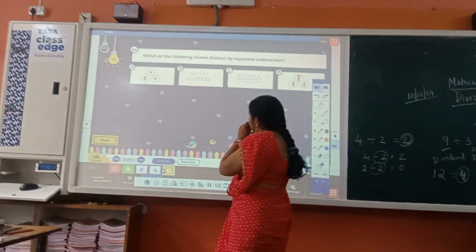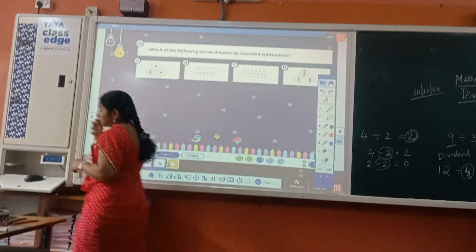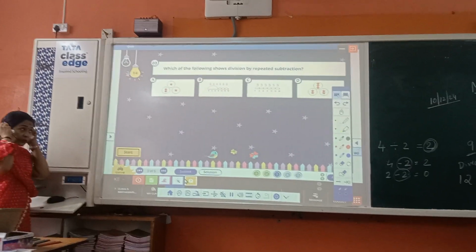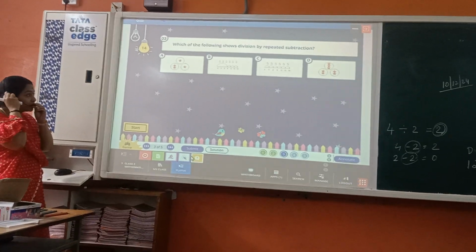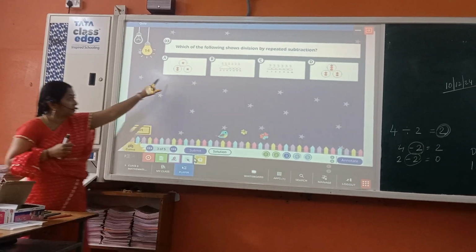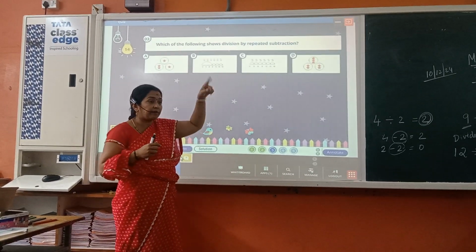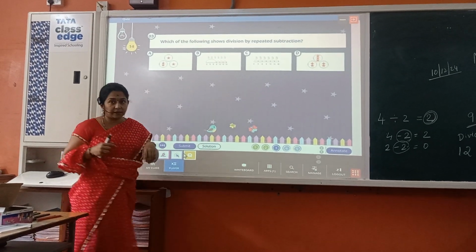Which of the following shows division by repeated subtraction? Which one can you identify as repeated subtraction, children? This one, or this one, or this one? Equally, where are you seeing equal subtraction? C. Yes, you are right.